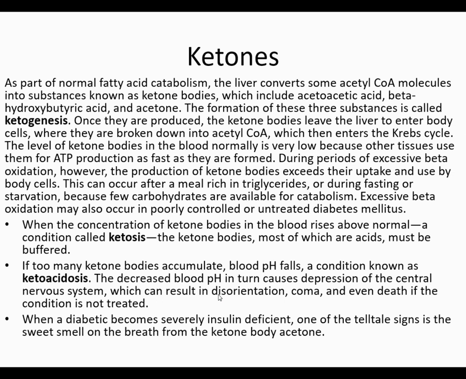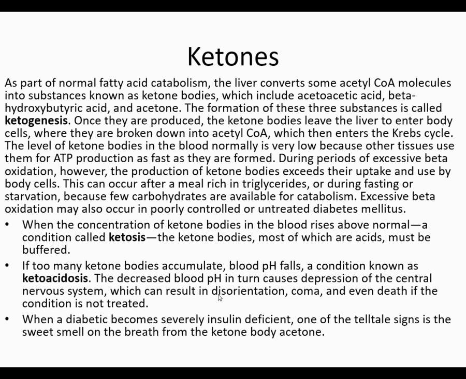To go along with fats and proteins are ketones. Reading through, as part of normal fatty acid metabolism, the liver converts some acetyl-CoA molecules into substances known as ketone bodies, just ketones. This includes acetoacetic acid, beta-hydroxybutyric acid, and acetone. Formation of these 3 substances is called ketogenesis. Once they're produced, ketone bodies leave our liver and enter our body cells, where they are broken down into acetyl-CoA, which can then be plugged right into the Krebs cycle.